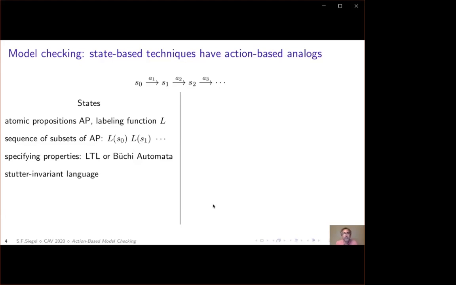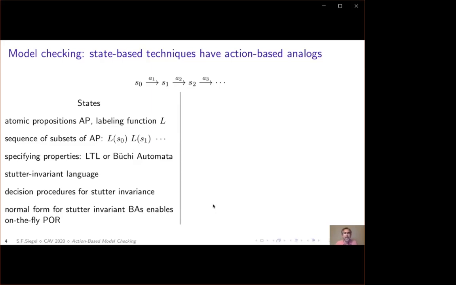to be a natural restriction on the language for expressing properties, and also because it enables one of the most important optimizations of model checking, namely partial order reduction. Importantly, there are decision procedures for determining whether an LTL formula or Buchi automaton is stutter invariant. And there's a normal form for any stutter invariant Buchi automaton that can be used in an on-the-fly partial order reduction algorithm, which provides a very significant optimization on the standard model checking algorithm.